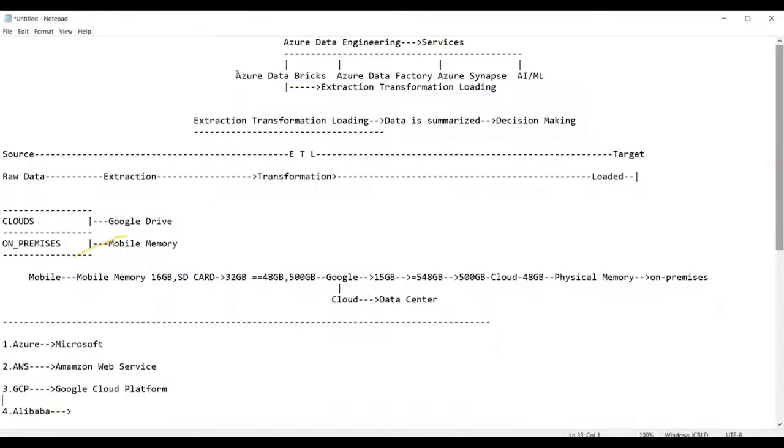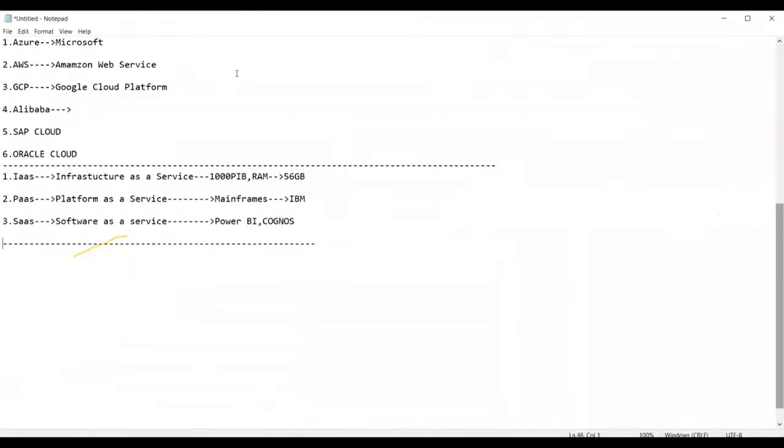So now guys, let us come back here. Azure Databricks is a service of Microsoft, which is provided to perform the job of extraction, transformation, and loading. Okay guys, now let us try to understand this ETL with some example.